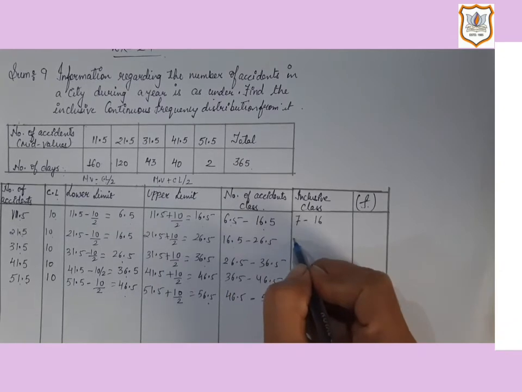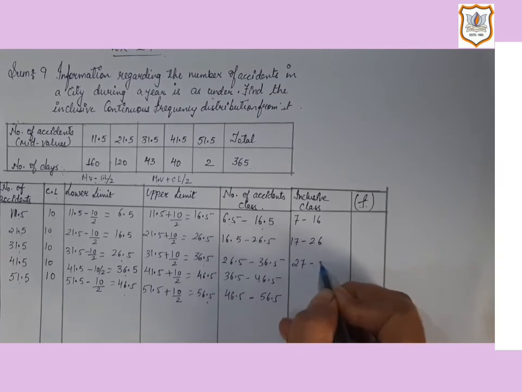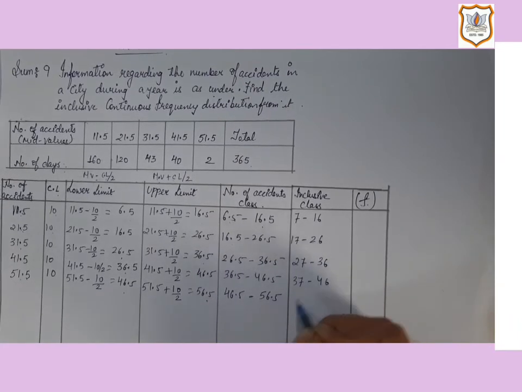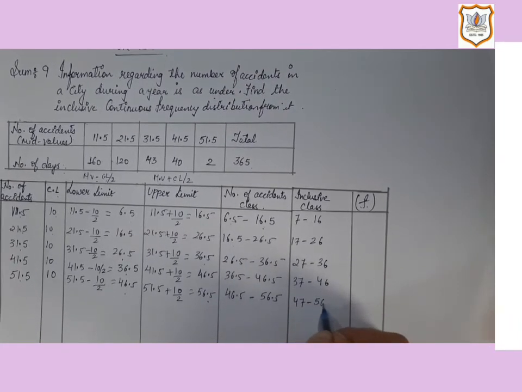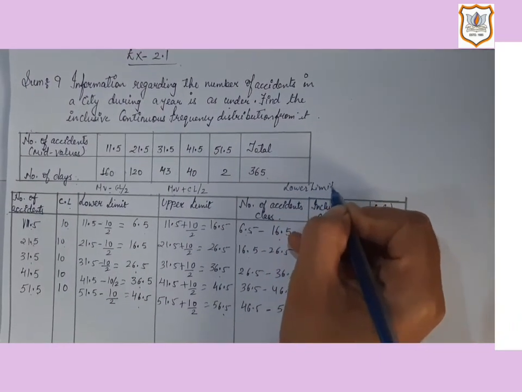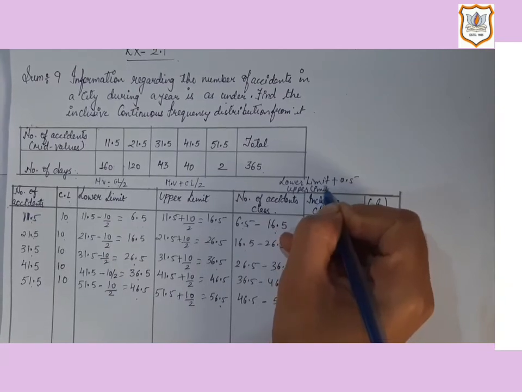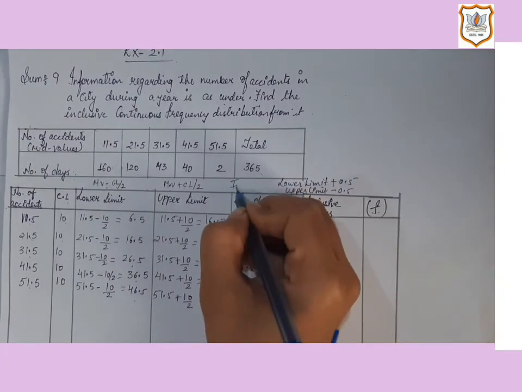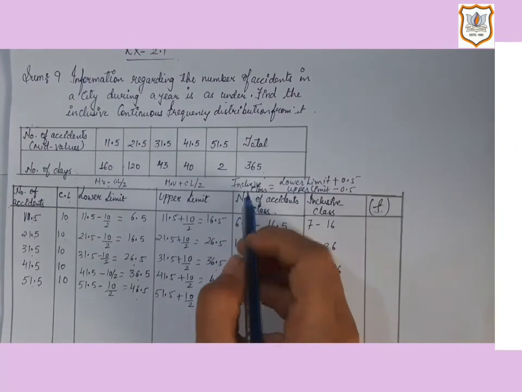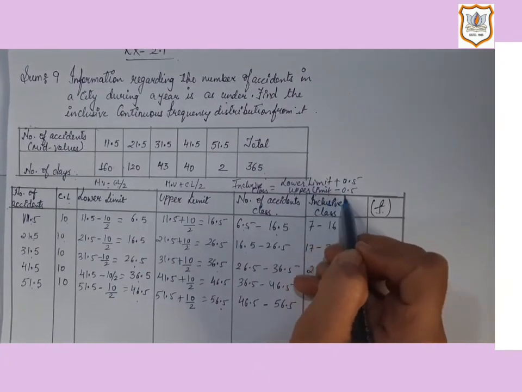This will be 17 to 26. This will be 27 to 36. This will be 37 to 46. 47 to 56. So you have to remember that lower limit plus 0.5, upper limit minus 0.5 to make it inclusive class. So inclusive class is equal to lower limit plus 0.5, upper limit minus 0.5.